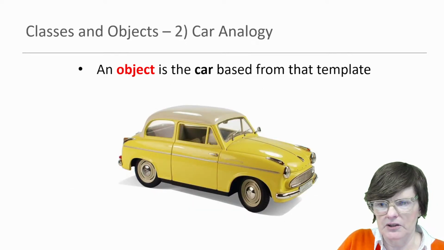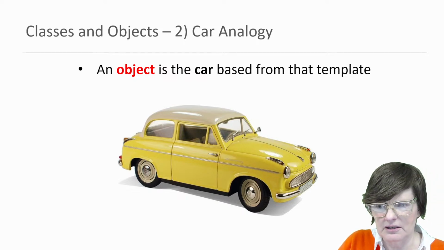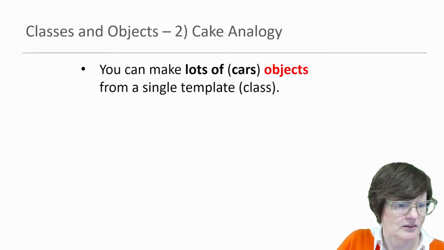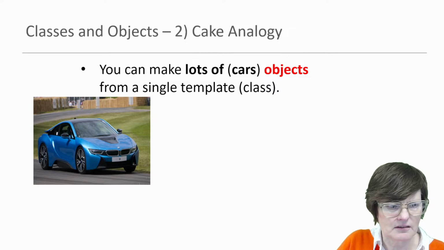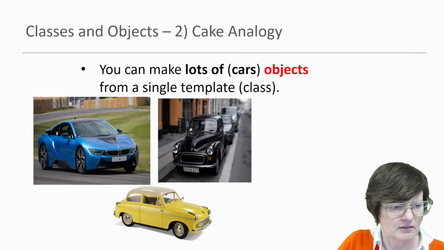So, this is one car that's based on that template. Love that car. It looks great, right? I wouldn't say it goes very fast, but you can see it's a very early car, but a lot of the same things. So you can take loads of them. That's a BMW. I had to put that in, just in case. Morris Minor, and there we have our little yellow car again.